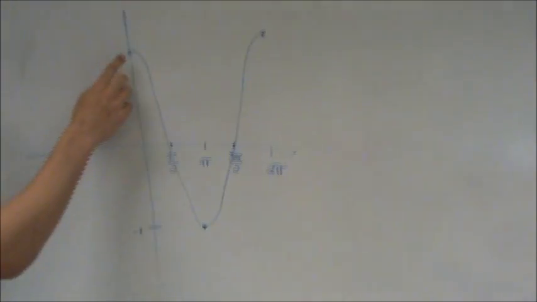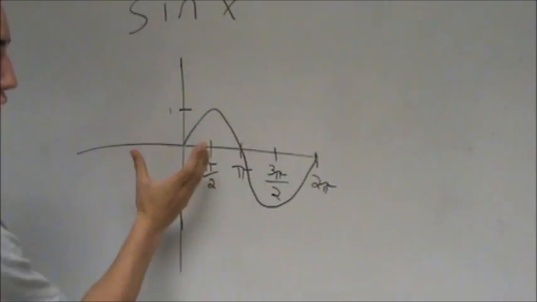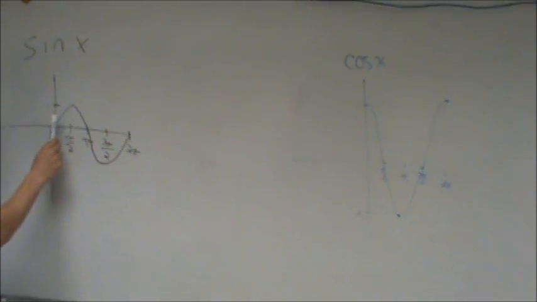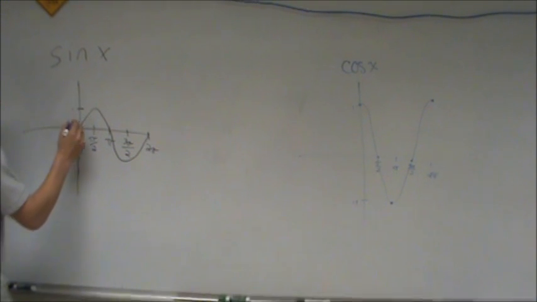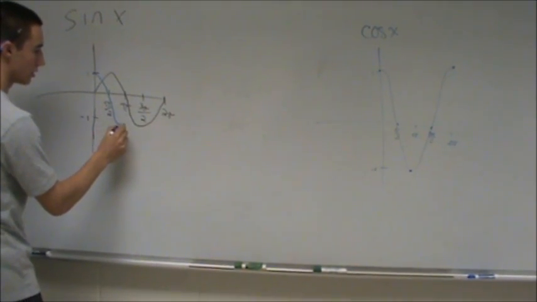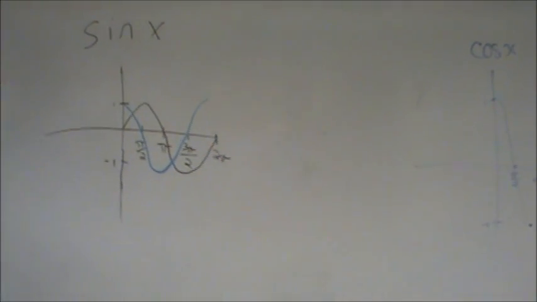If you look at the cosine graph, you'll notice that it's very similar to the sine graph, only pushed over. So if I were to push this over pi over 2, it would look like this. Doesn't that blue look similar to that blue?